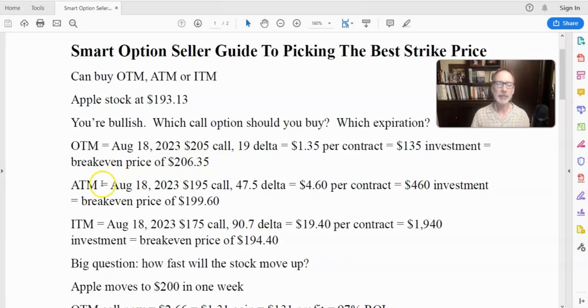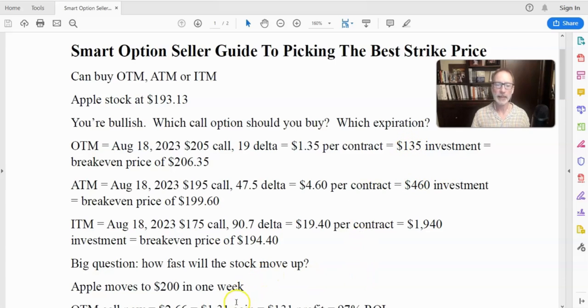Now, the at the money call would be a strike price that's the closest to the current price of the stock. Apple's at 193, so we're going to look at the 195 call. It's got a 47.5 delta. It costs $4.60 per contract. That's a $460 investment. It's more than the out of the money call option cost, okay?